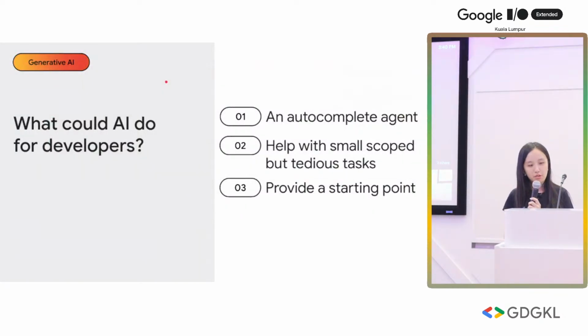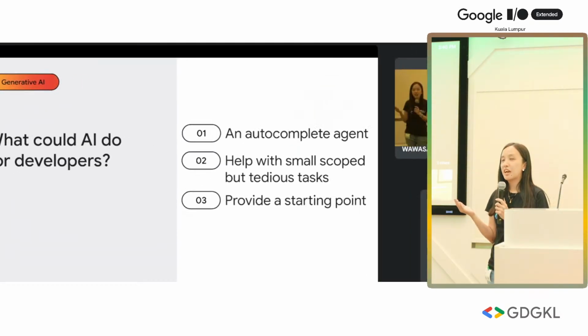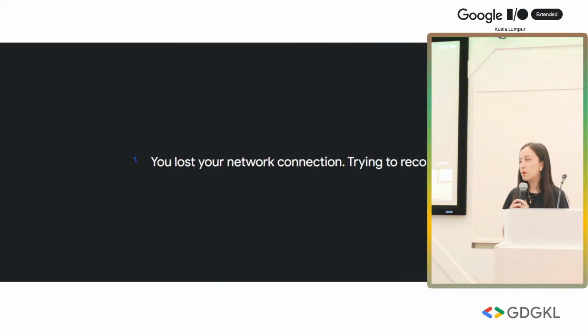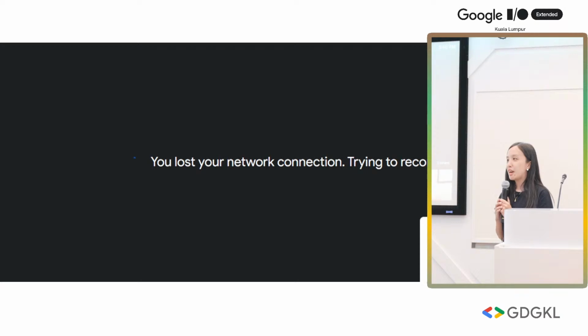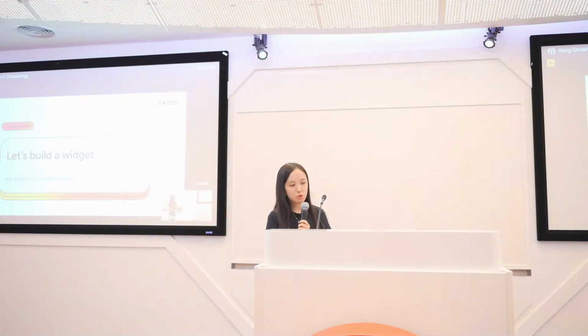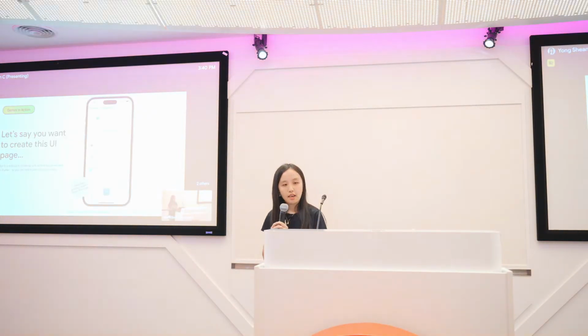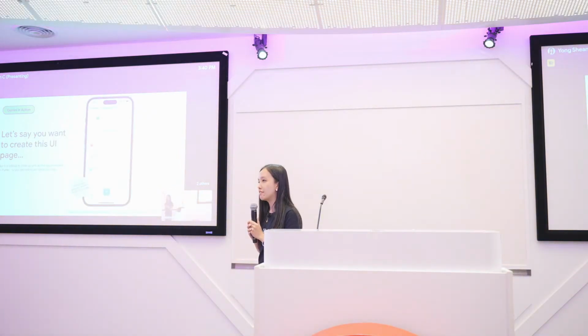Okay, so now we go to the third point, which is to provide a starting point. A starting point means, okay, now you are given a task, and then you're like, do I have to start everything from scratch? No, you can actually ask an LLM to help you. So what I'm going to ask Gemini to help me with is to build a widget. And again, it's via Google AI Studio with the 1.5 Pro model. Okay, so I just took this from Behance UI design.